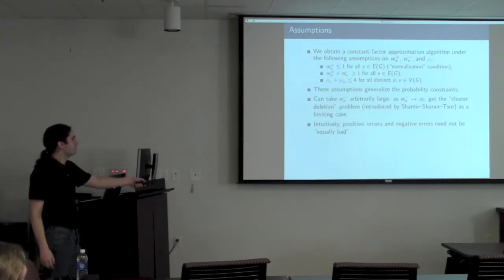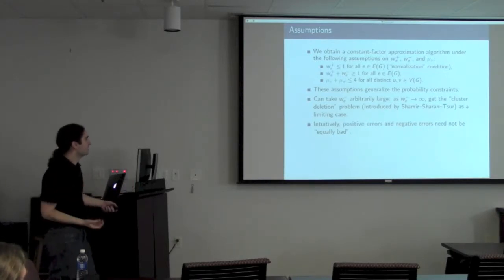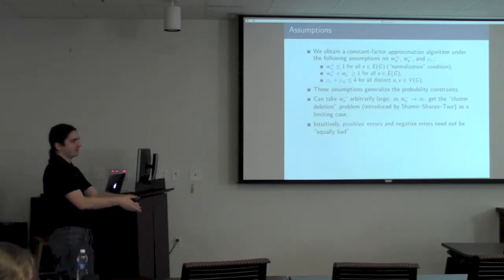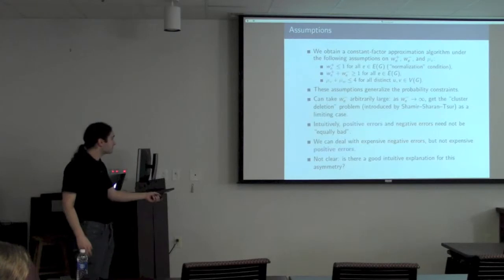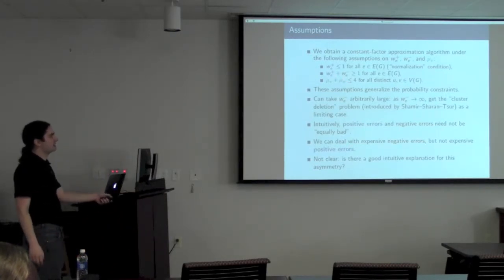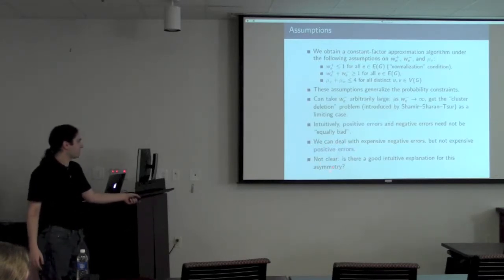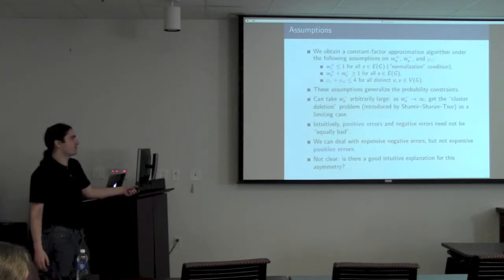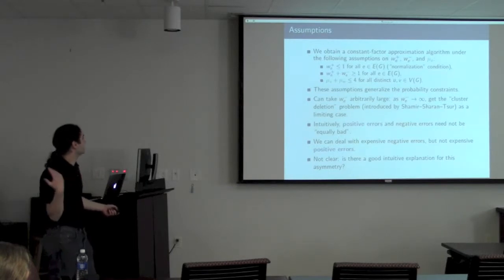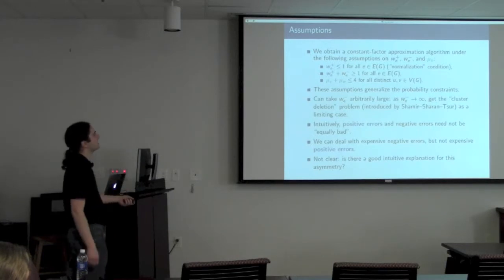And intuitively, there's no reason to think that positive and negative errors should be equally bad. Maybe positive errors are just inconvenient, and negative errors are you put together two chemicals that, I don't know, blow up your lab or something. And so we can deal with expensive negative errors, but not expensive positive ones. And this is a question that I'm not just going to rhetorically answer on the next slide. Is there some good intuitive reason it should be easier to handle negative errors here than positive ones? I really don't know, but maybe there's a good reason for it. Maybe it's just the path I happen to take.